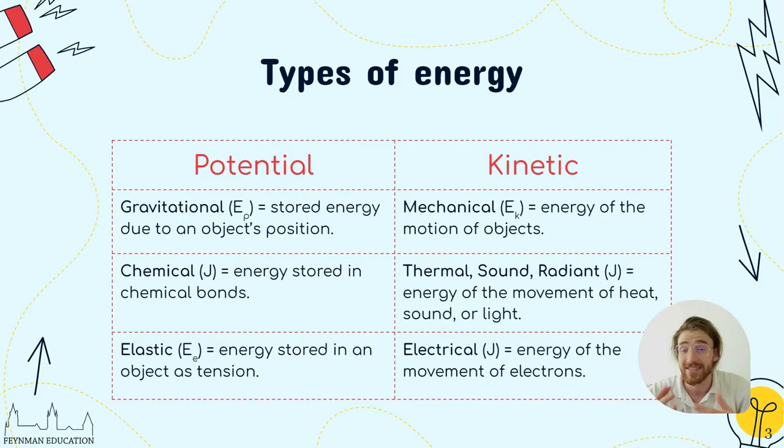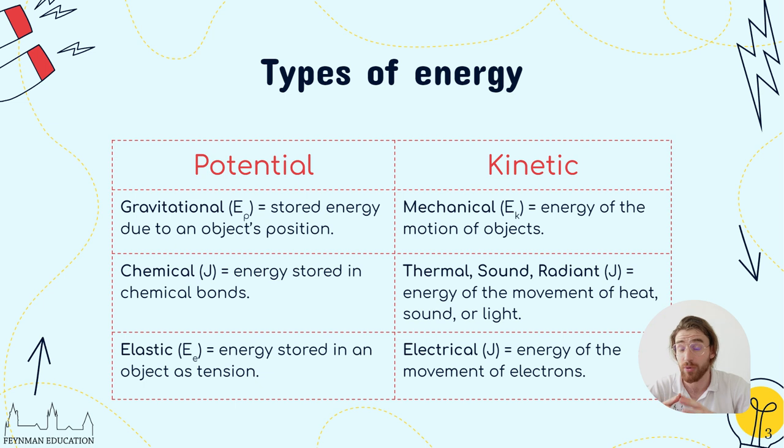Okay, so let's look at the different types of energy. We mainly have potential and kinetic energy. Now potential energy can include gravitational energy. This is stored energy due to an object's position. If something is on the ground and it cannot fall, its gravitational potential energy, the potential for the object to move, is going to be at zero. But as soon as we start lifting it off the ground, the potential that that object has to move is going to increase.